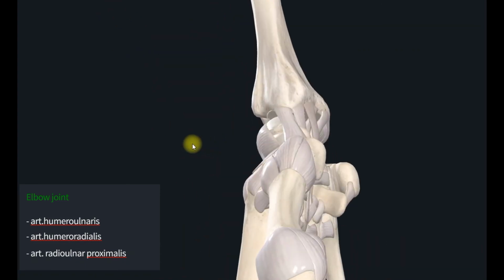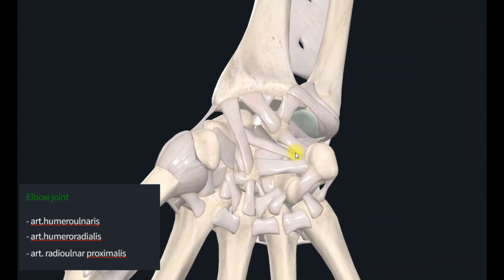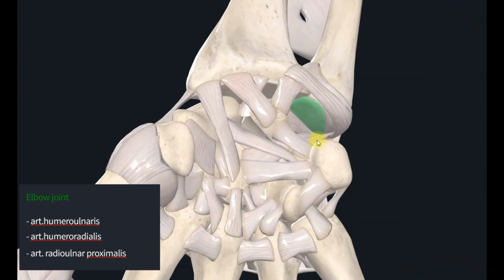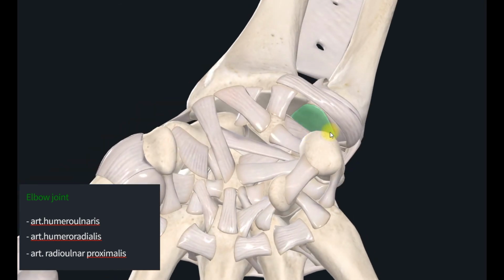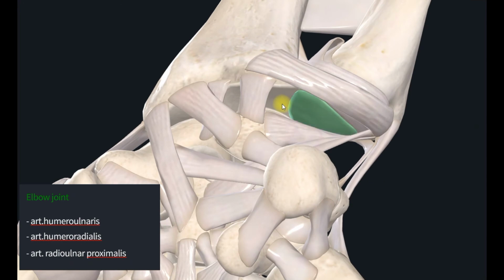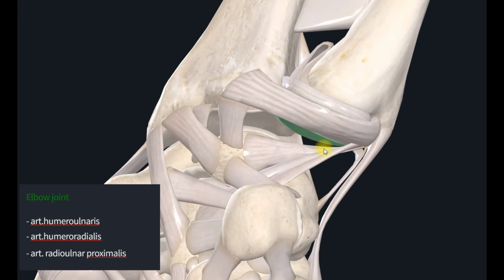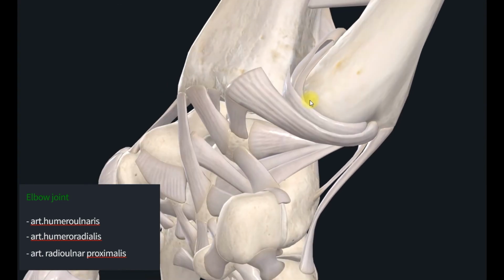The articular disc of the distal radioulnar joint is triangular in shape, where its base is attached to the medial edge of the radius, and its apex extends across the ulnar head and attaches to the styloid process of the ulna. These attachments separate the distal radioulnar joint into two portions, two cavities, from the radiocarpal joint.